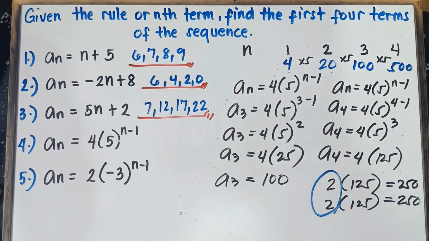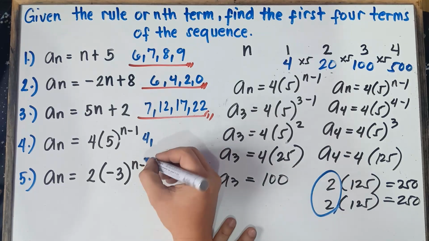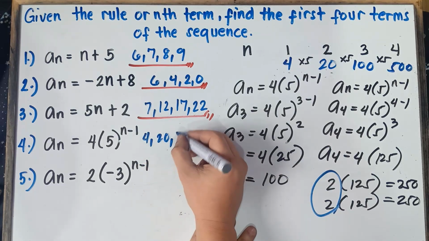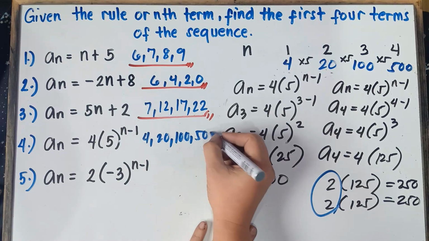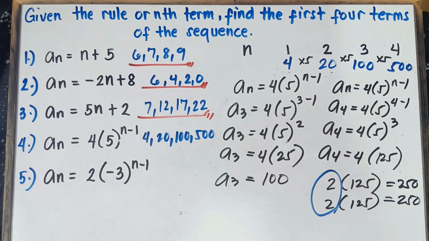Yep, we get the right answer. So therefore, our four terms, we have 4, we have 20, we have 100, and then 500. All set, class. This is the answer, class, with regards to example number 4. All set.